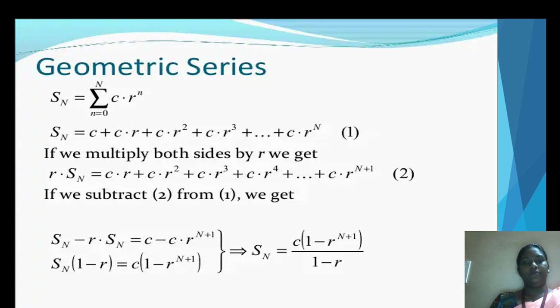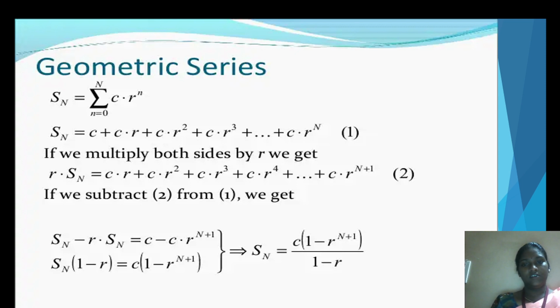If we multiply both sides, the LHS and RHS, by r in the first equation, you get r times S_n, which is equal to c r plus c r square plus c r cube plus c r power 4 and so on, plus c r power n plus 1. This is your second equation. Subtracting the second equation from the first, the LHS is S_n minus r S_n. What happens to the RHS? c r cancels, c r square minus c r square cancels, c r cube cancels, everything cancels. What is left out is the first term, c.